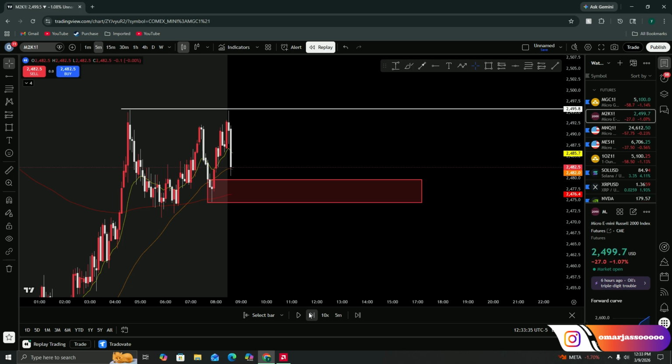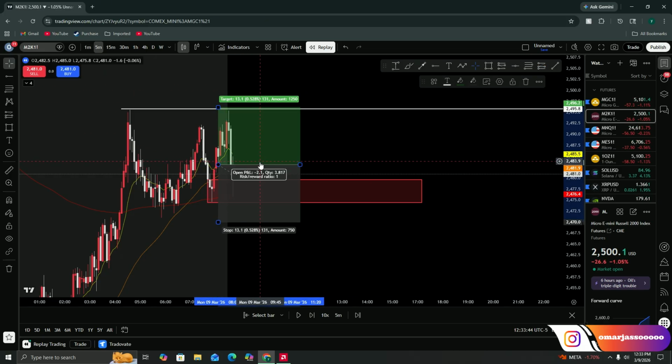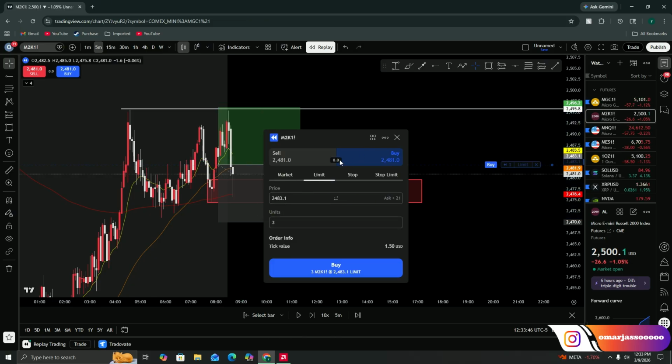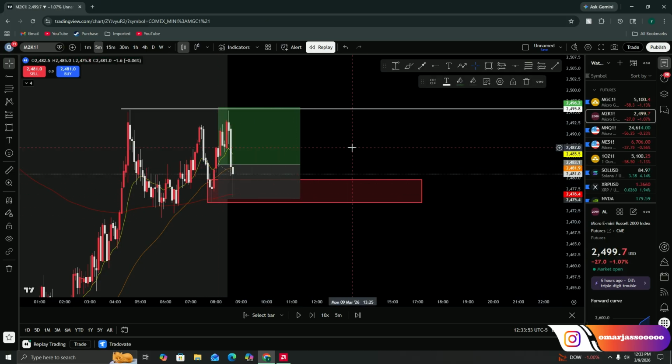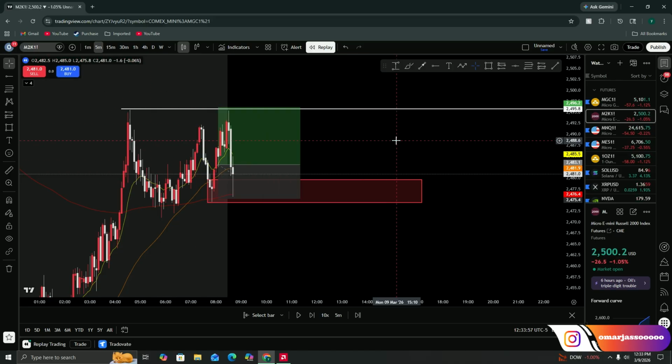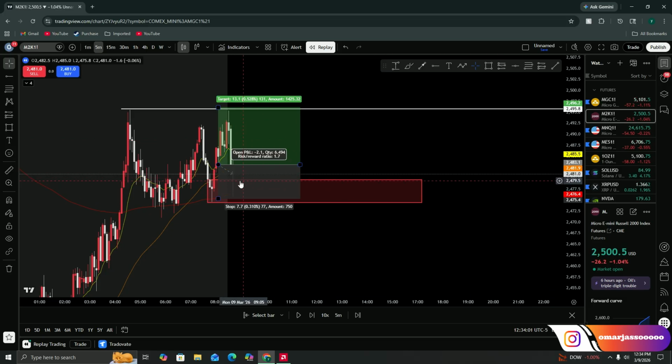Okay, it comes back. Right here, this is the candle that ended up touching my demand zone. I ended up taking the trade. Let's say you wanted to create a limit order. It's not showing here, but once you create the limit order, or whenever you click buy, the ticks are moving. Ticks is basically where the price is, it's gonna show the price, and ticks are just like the points or moves, whatever, right?